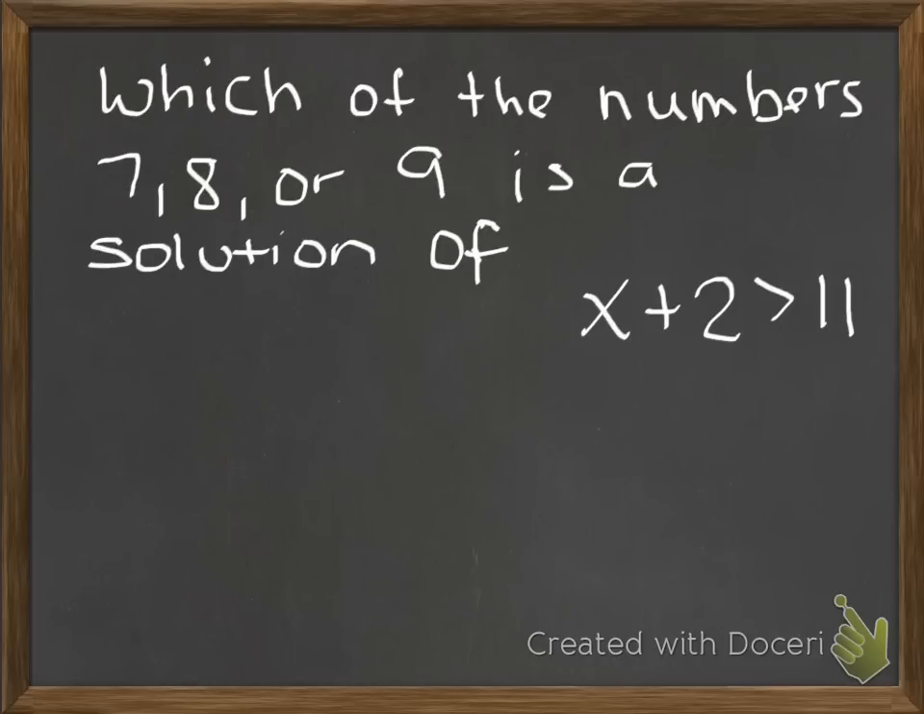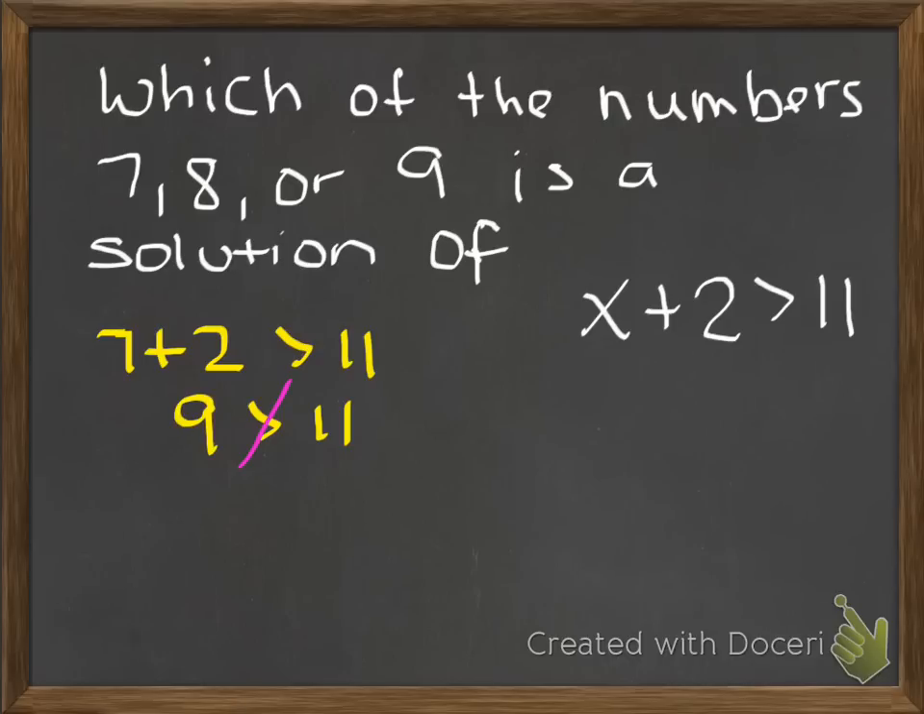All right, so on this page you see the problem, and it says which of the numbers 7, 8, or 9 is a solution of x plus 2 is greater than 11. So this is a substitute problem. I would like to see you substitute the work. So we'll start with 7. So we write 7 plus 2 is greater than 11. 7 plus 2 is 9, is 9 greater than 11? Well, it's not. So let's go ahead and put a slash through that because that one doesn't work.